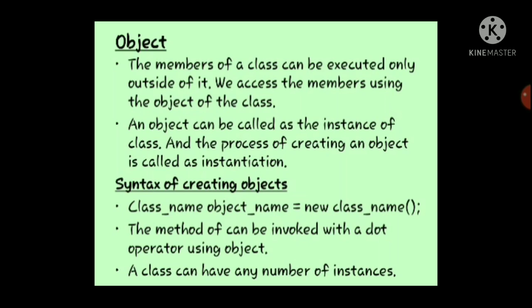So the members of the class can be executed only with the help of the object. So we have to always keep in mind that the class members can be executed only outside the class. So how come the class members be brought outside the class? Only by the help of the objects. So first, after getting out of the class, we have to create an object of the class type. Then using the object, we can invoke the class members. That is how we can execute the class, right? So an object can be also called as instance of a class. So creating an object is called as instantiation.